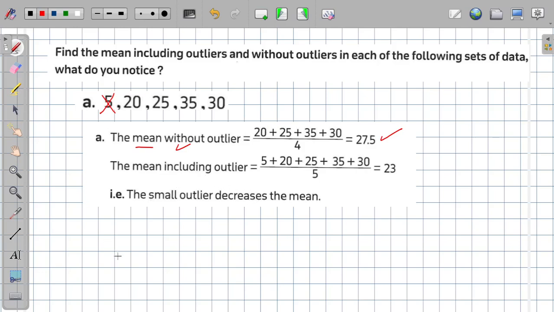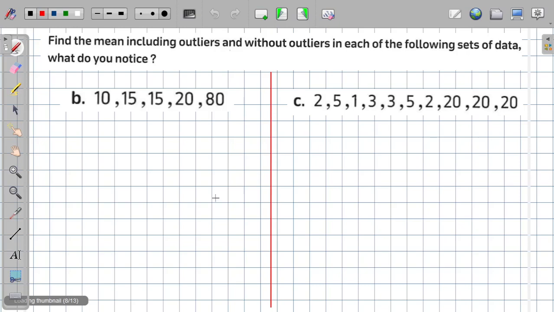But if I wanted to find the mean including the outlier, it will be 23. So I think the small outlier decreases the mean. The small outlier decreases the mean. So what about the big outlier? I think it will increase the mean. So let's try another example. I have 10, 15, 15, 20 and 80. I have an outlier right here. I have 80, and 80 here is a big outlier.